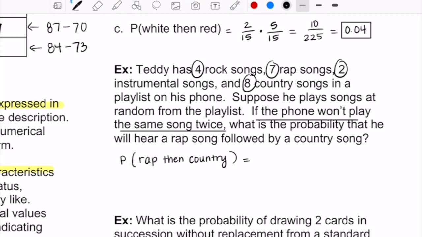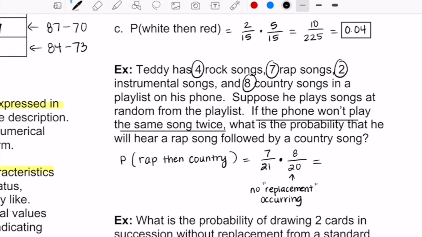The probability that a rap song would first play, there are 7 rap songs out of 21 total songs. And so the probability of that first event occurring is 7 out of 21, but here's where it changes. The probability that the second song will be country, there are 8 country songs, but here the denominator changes. It's not replacement in the sense that you're putting it back in the bag, but because his phone won't play the same song twice, there is no replacement occurring. And so the denominator drops down 1 because there's 1 fewer song overall to pick from. The 8 doesn't drop down though, because picking a rap song first does not affect how many country songs are left over. So these are the probabilities of those 2 events occurring separately.